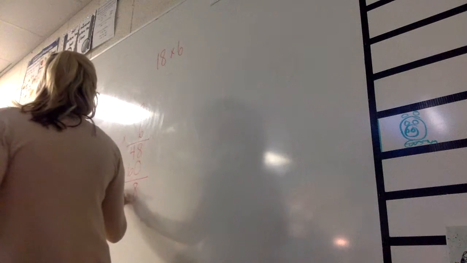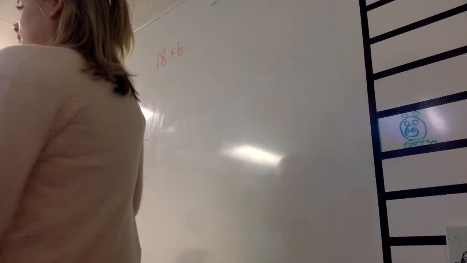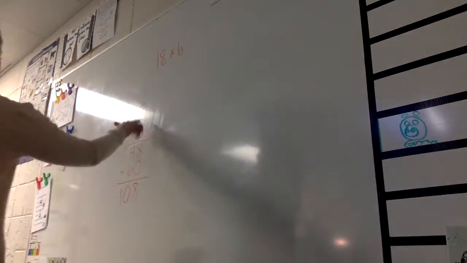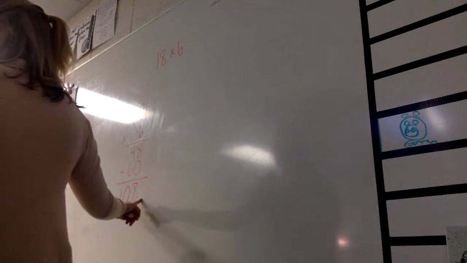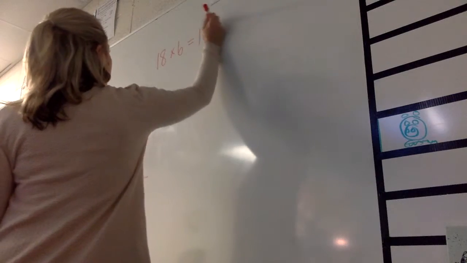And then the tens? 10. So it's 100. Good. 108. So 18 times 6 is 108.